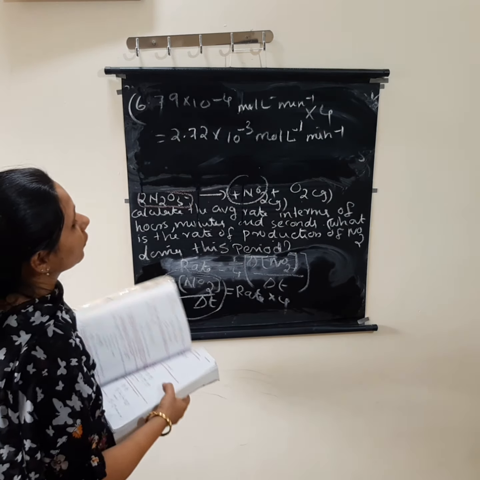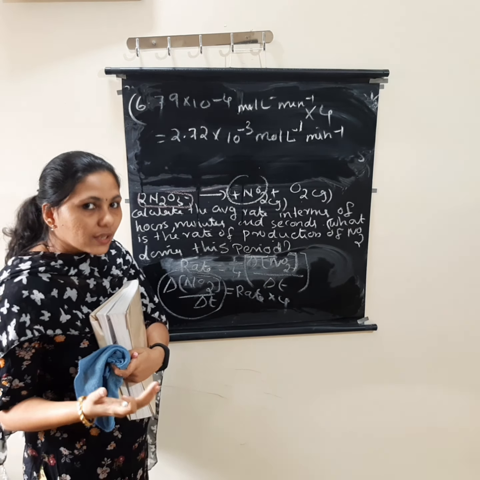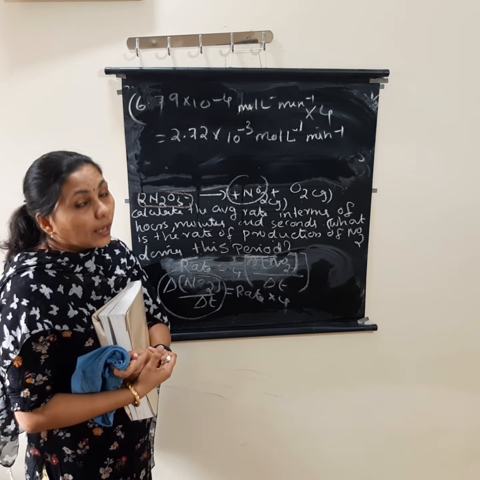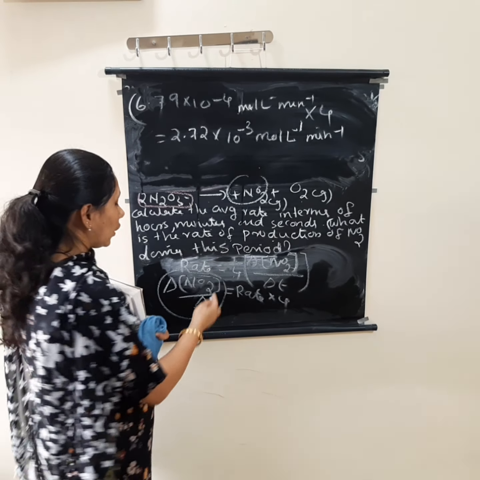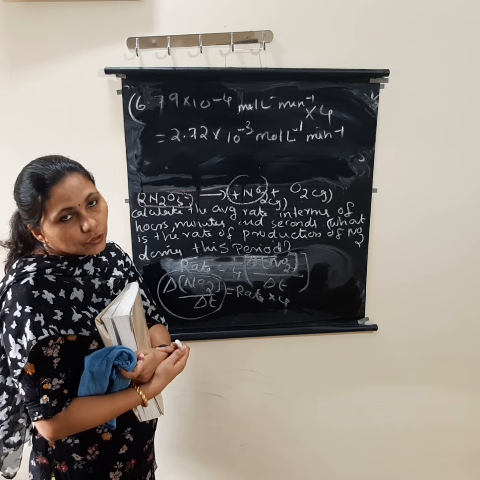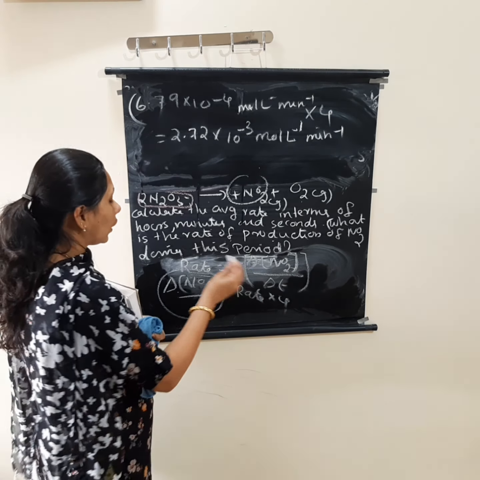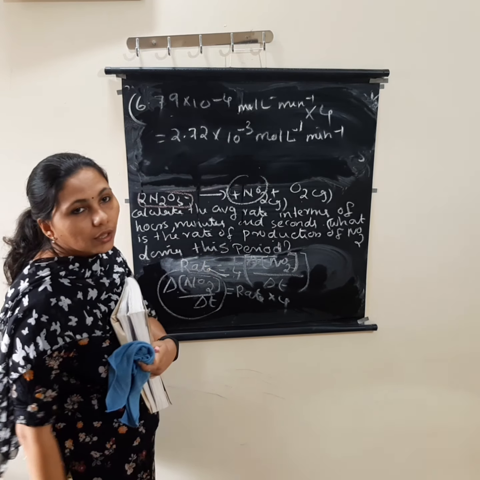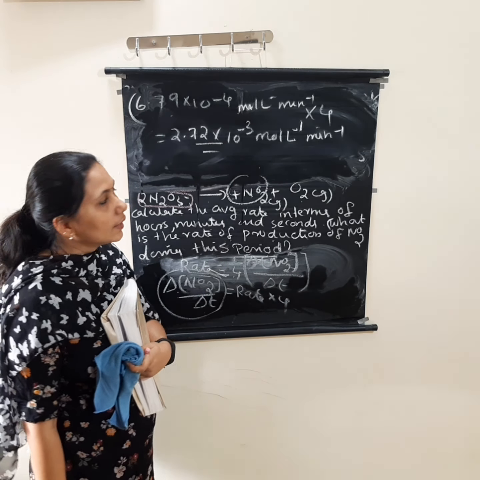So the first part was to find the average rate in hours, seconds and minutes. Then in the second question they ask, what is the concentration of NO2 produced? So we write the equation, rate equals 1 by 4 into delta NO2 divided by delta T. We have to find this delta NO2 divided by delta T, which equals just rate into 4. The rate we already calculated and kept here. Into 4, we will get 2.72 into 10 raised to minus 3 moles per liter per minute.